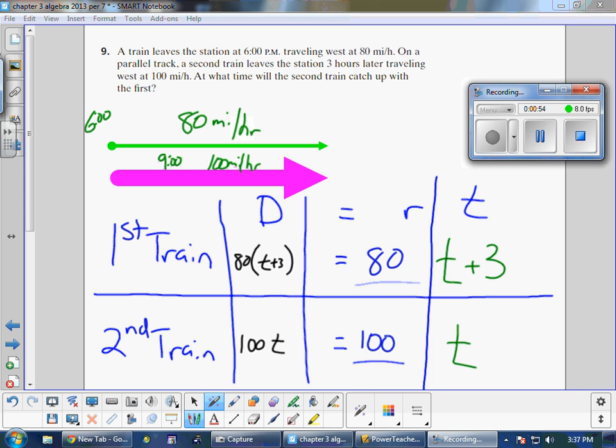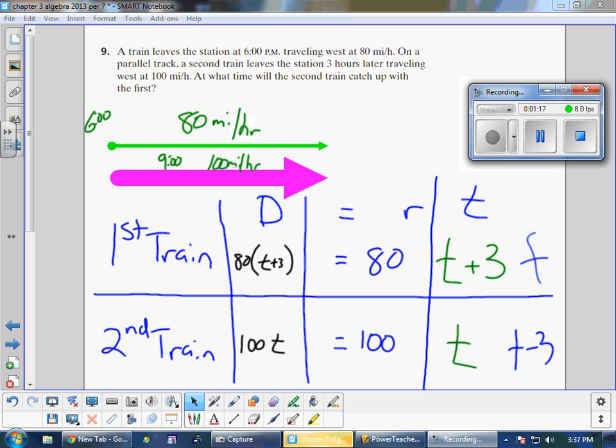If you let the second train be T, the other train is going to be slower, therefore you have to add the 3 hours to it. And if you picked the T for up here, which we don't want to do, this would be T minus 3. You could do it that way, but we're not doing it that way.